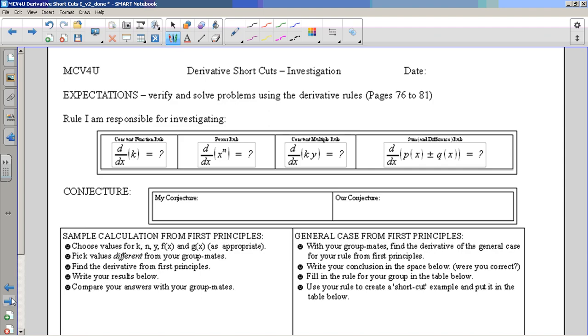This was the investigation, and depending on what group you were thrown into, you were asked to do something from first principles. The one I want to do, because it's interesting, is this one. I'm going to take that one up real quick. It's the derivative of the power rule. So when I have the derivative of a polynomial function x to the exponent n, what do I have, or what do I do?